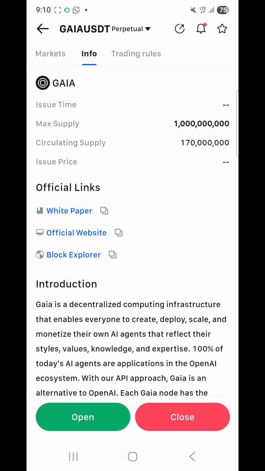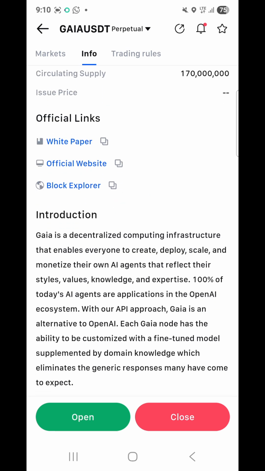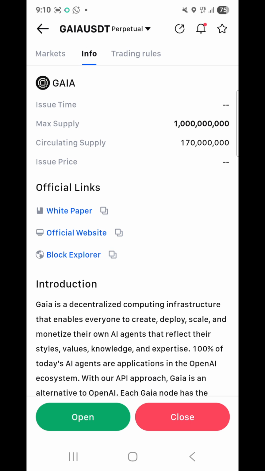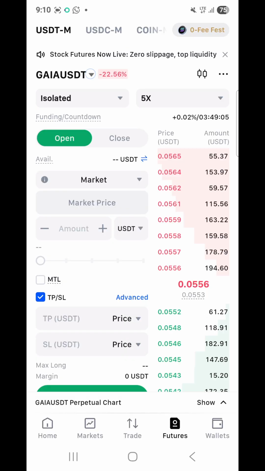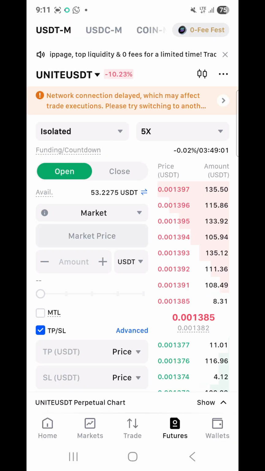I checked their circulating supply, it was just 170 million, which is a very good scarce token and everything, but you need to check the use cases as well. What would this token solve? All those things. And then let me also show you the example, the Unite USDT.